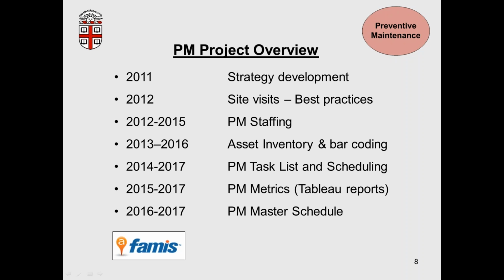So when we kicked this project off in 2011, we were running about 70% reactive work and 30% planned work. So in 2016, we've changed that considerably. Today we're running about 45% reactive work and 55% planned work. Our target was to reach 70% planned work and 30% reactive.